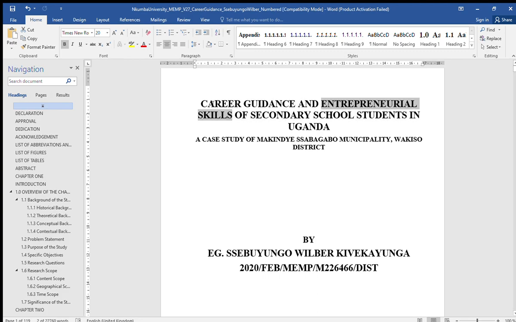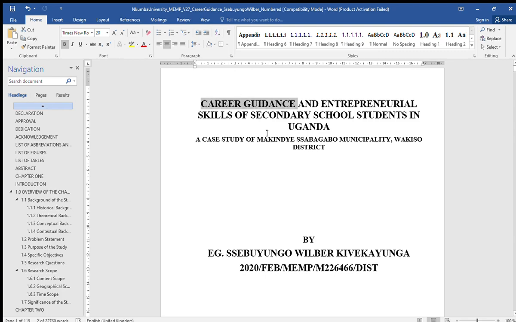When career guidance is done well, students get entrepreneurial skills. When it is not done well, they don't receive entrepreneurial skills. That's why we say that the dependent variable is entrepreneurial skills here. Then the independent variable is the career guidance.